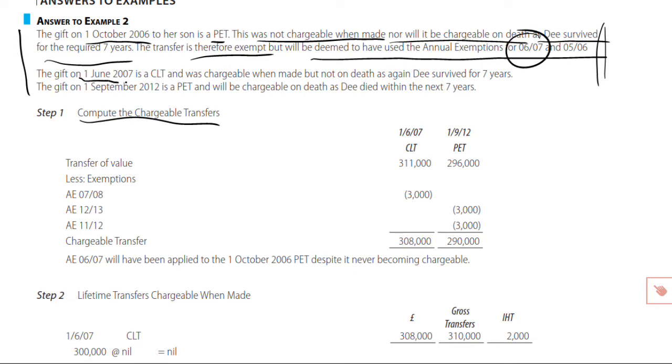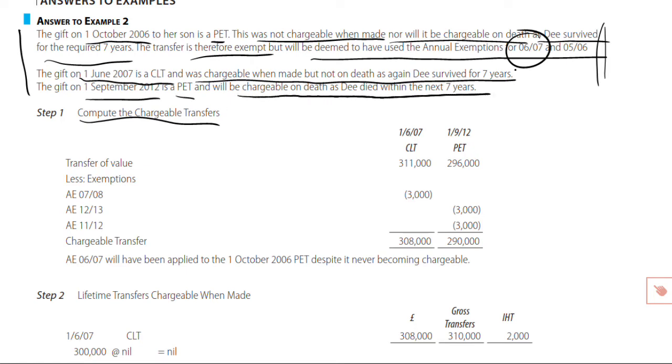The gift on the 1st of June 07 is a CLT, chargeable when made, but not on death, as D again survived for the requisite 7 years from that date. The gift on the 1st of September 12 is a PET. It will only be chargeable on death, as D died within the next 7 years.